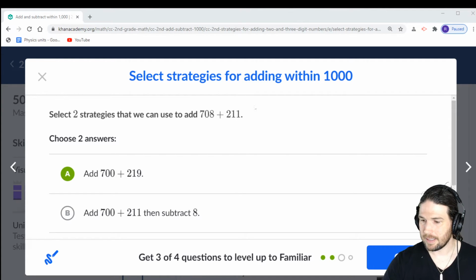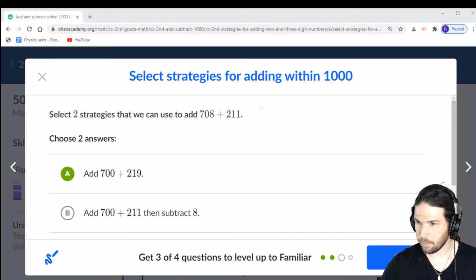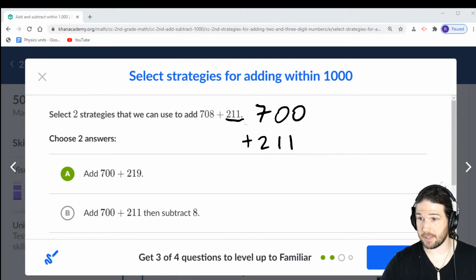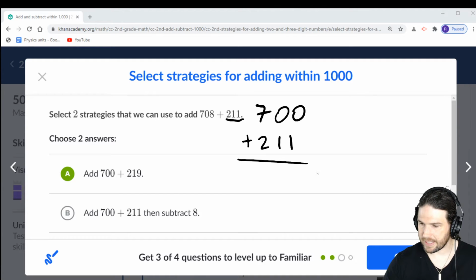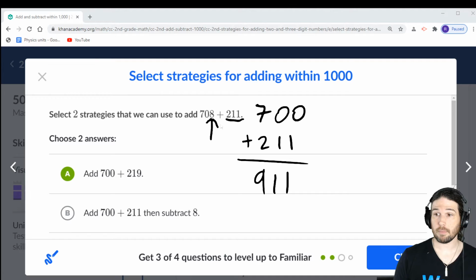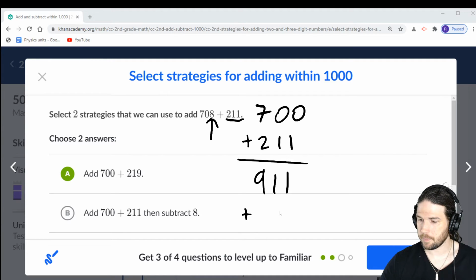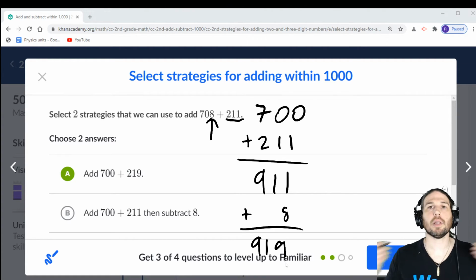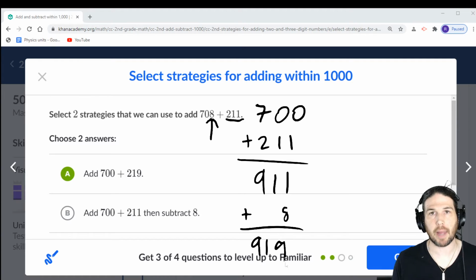I could take 700, and I could add 211, which is, as you can see, it's this amount. And that gives me 911. And then I can take this extra 8, which I haven't dealt with yet. But it's still there, so I'm going to add it. The answer is 919. You are allowed to break up these addition and subtraction problems however you want.